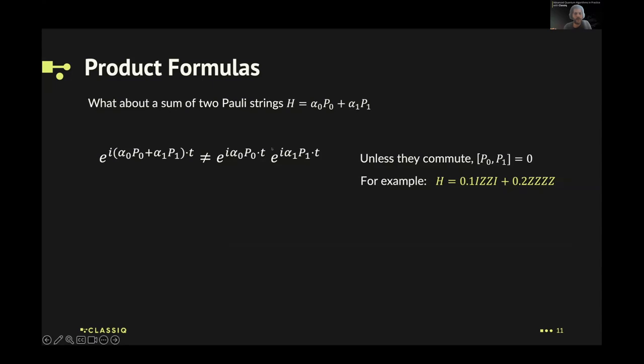Now, what about the case where you have a sum of two Pauli strings? With matrices, the exponent of the sum is not necessarily the product of the exponents. This equation does not hold unless the two matrices commute, meaning that P0 times P1 minus P1 times P0 is equal to 0. Then you have equality, but this is a very specific case. For example, here it is true, but I can replace Z by X or by Y, and it will not hold. So we cannot implement this as a product of these two unitaries. This is one of the reasons that we resort to approximate implementations when we look at Hamiltonian dynamics.